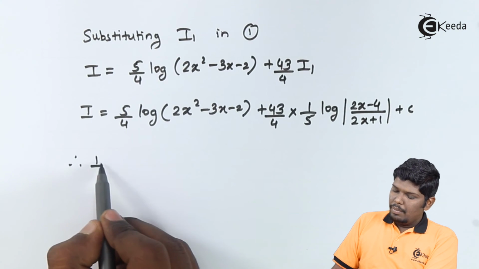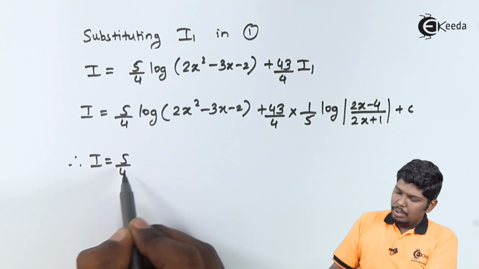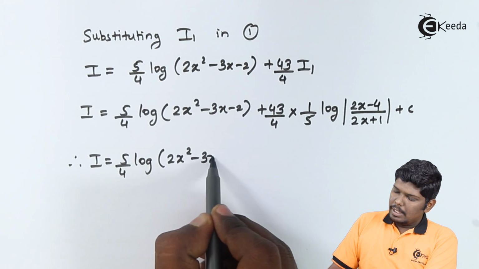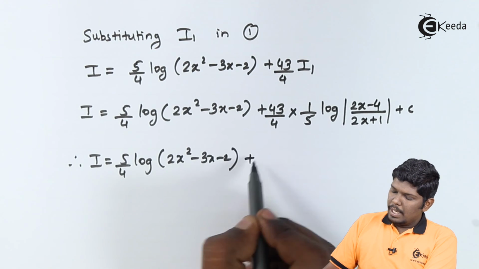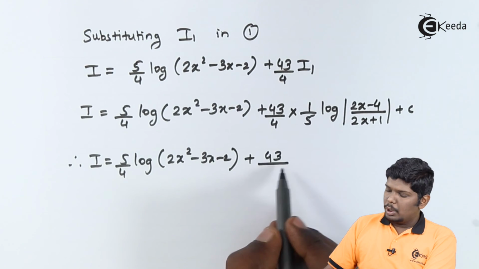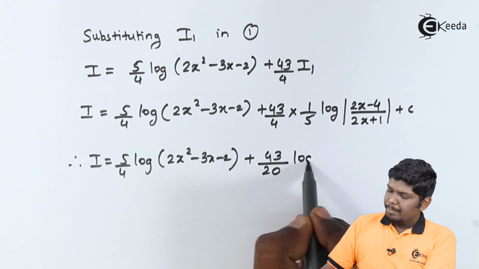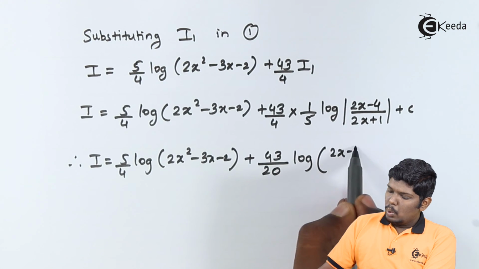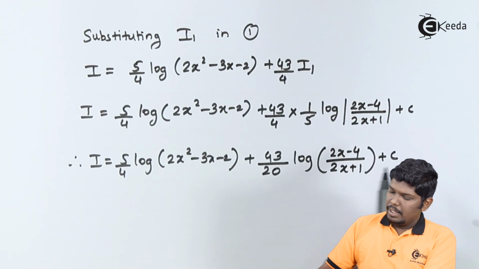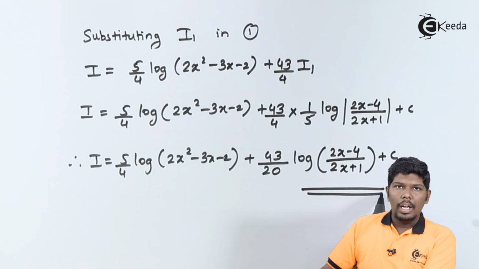Therefore, we have I is equal to 5 upon 4 log of 2x square minus 3x minus 2 plus 43 into 1 will give you 43 upon 4 into 5 is 20 log of 2x minus 4 upon 2x plus 1 plus c. This is our final answer.